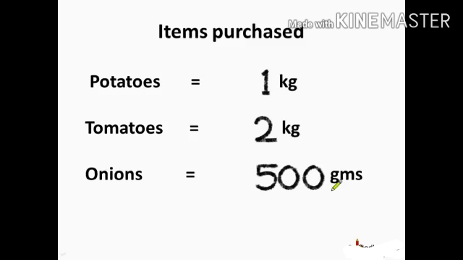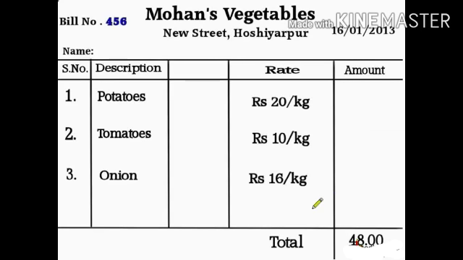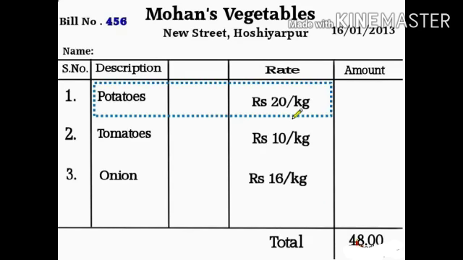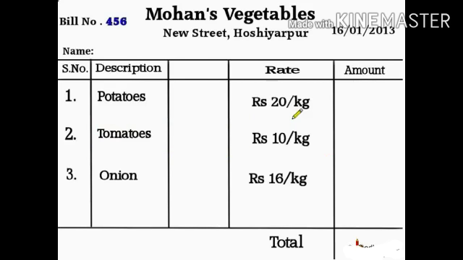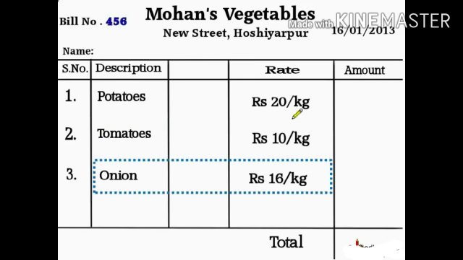So, let us put down the cost of individual items. Cost of 1 kg potatoes was rupees 20. The cost of 2 kg tomatoes was 2 into 10, as it was sold at 10 rupees per kg and the lady bought 2 kg. Cost of 500 grams onions: 1 kg costs rupees 16, and we need to find out the cost of 500 grams or half kg. So let us divide by 2 to get the cost of 500 grams of onions.